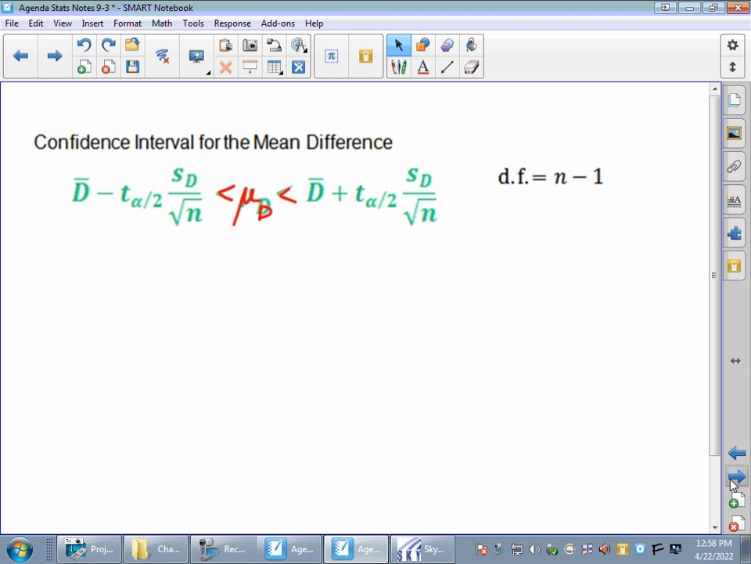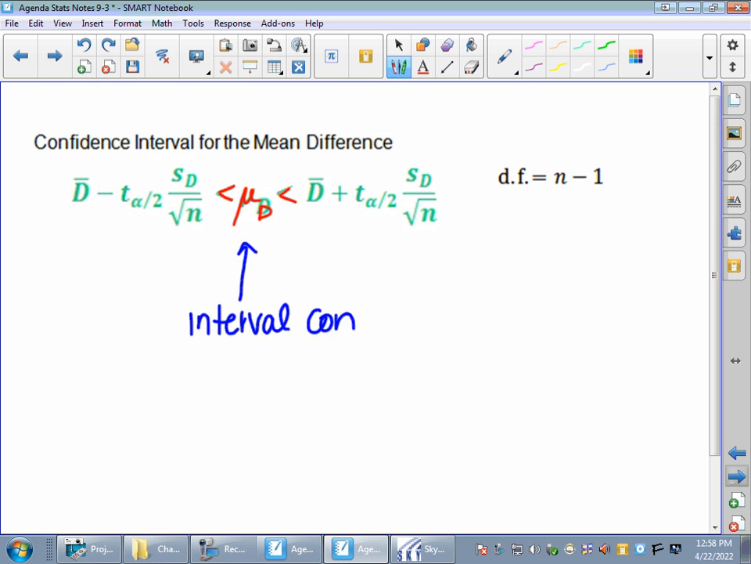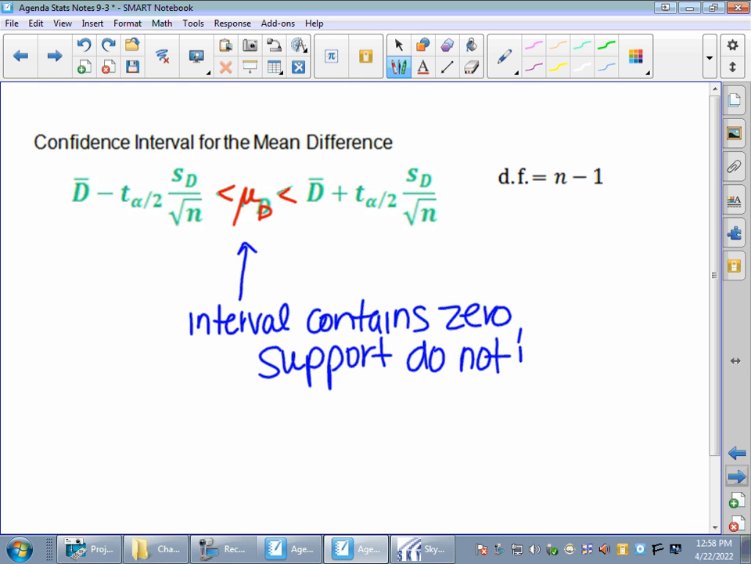When we do this and we check it, this is just like what we've done. If the interval contains 0, it supports do not reject H sub O. So go back and check. We did that in the last 2 lessons with the independent samples as well. If the interval contains 0, it supports do not reject. If there is no 0 in the interval, it supports reject H sub O.